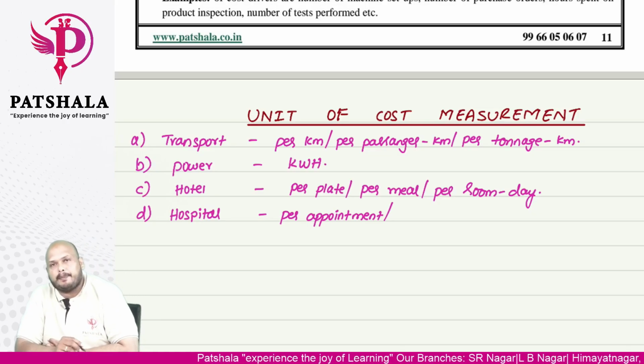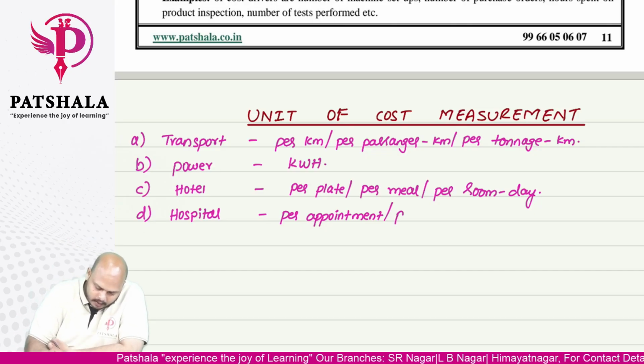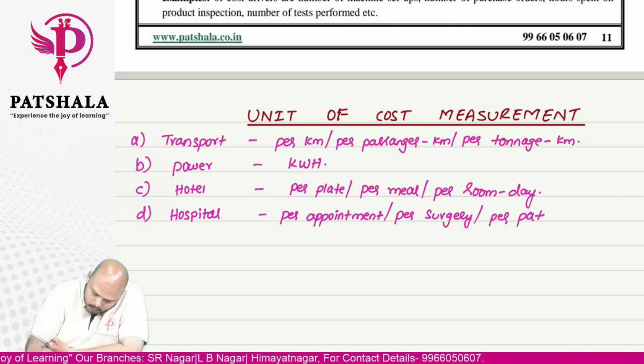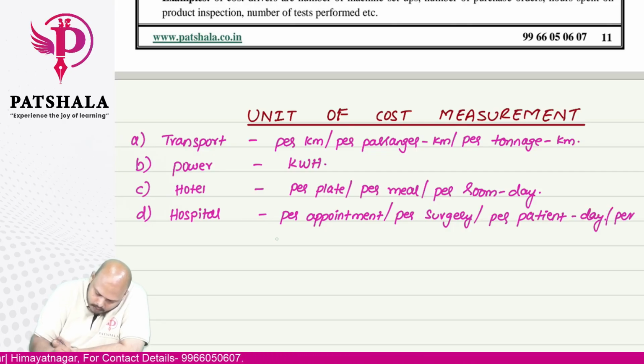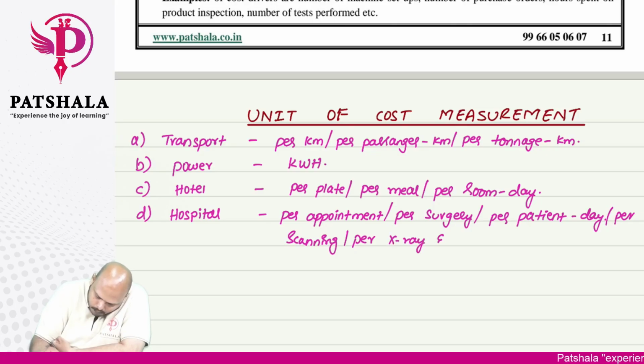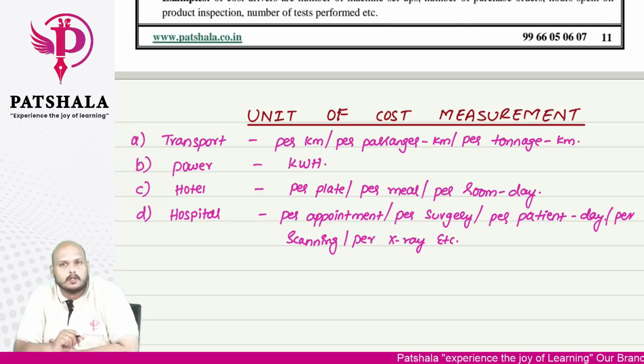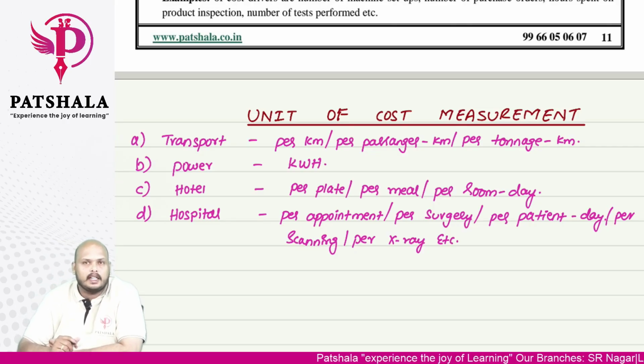In the case of IP patients, inpatients, they will charge per surgery, per patient day, per scanning, per X-ray, etc. So these are the different types of unit of cost measurement used in the case of hospital sector.